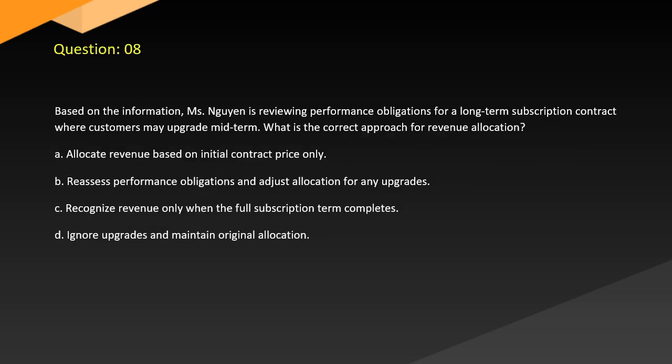Question 8. Based on the information, Nguyen is reviewing performance obligations for a long-term subscription contract where customers may upgrade midterm. What is the correct approach for revenue allocation? A. Allocate revenue based on initial contract price only. B. Reassess performance obligations and adjust allocation for any upgrades.